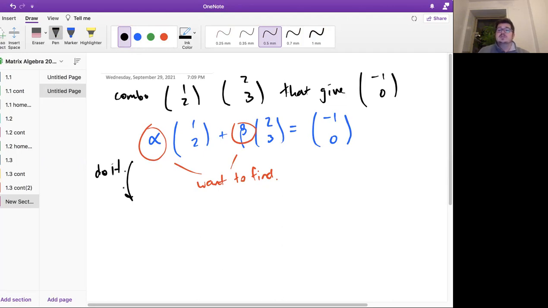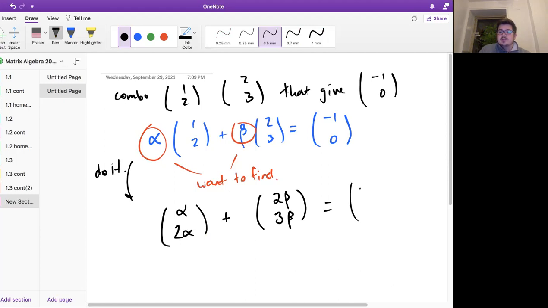So now we're doing algebra to find alpha and beta. So what is alpha times (1, 2)? Yes, 1 alpha and 2 alpha. So (alpha, 2 alpha). And then similarly for beta times (2, 3): 2 beta and 3 beta. So these two statements are the same, and these both give you (-1, 0).